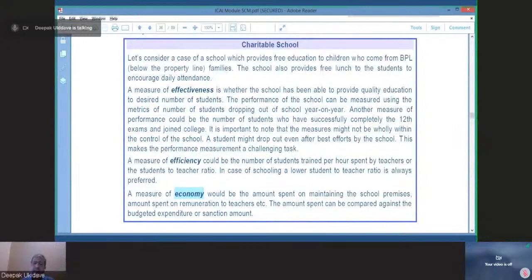The efficiency is in terms of the number of students trained by the teacher, the student-teacher ratio, that is, efficient use of resources for the best outcome. And third is economy, maintaining the cost at as low a level as possible, the cost of running the operations, without compromising on quality.